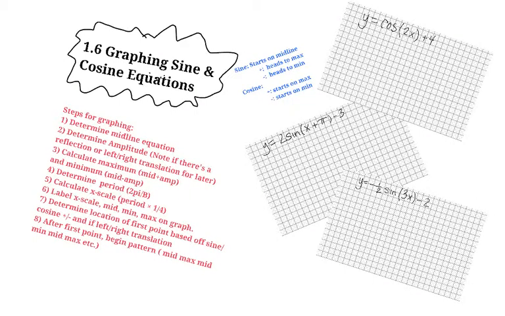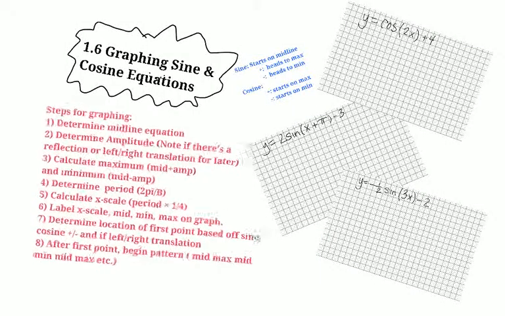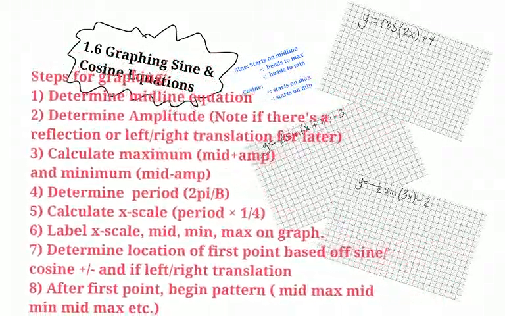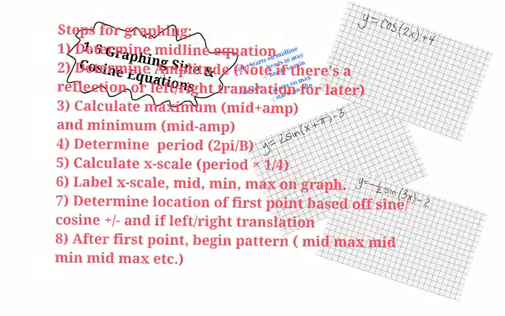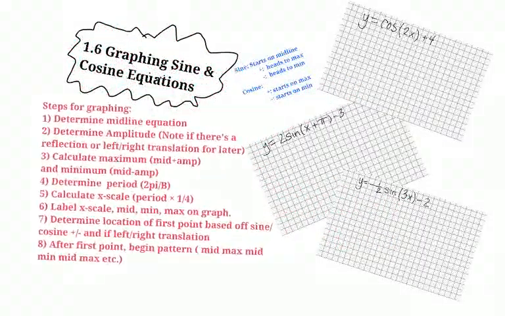Okay, so this video is on standard 1.6, graphing sine and cosine equations. The first thing we want to take a look at is what are our steps in that process. So there are basically 8 steps we want to take a look at. And they look something like these.